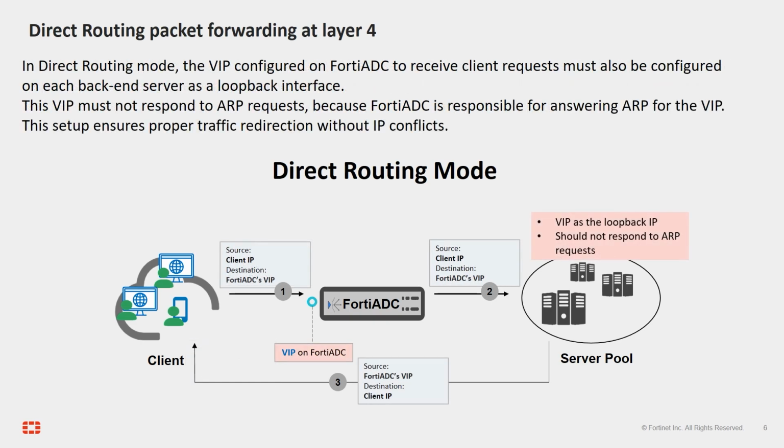In direct routing mode, the VIP configured on FortiADC to receive client requests must also be configured on each backend server as a loopback interface. This VIP must not respond to ARP requests, because FortiADC is responsible for answering ARP requests for the VIP. This setup ensures proper traffic redirection without IP conflicts.